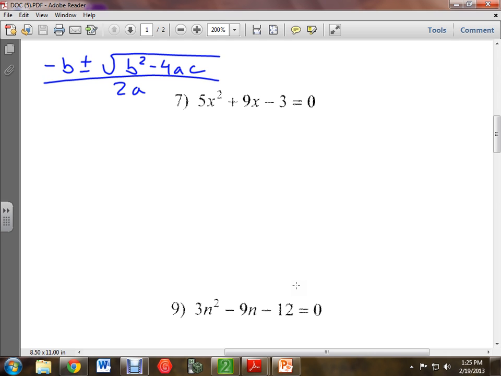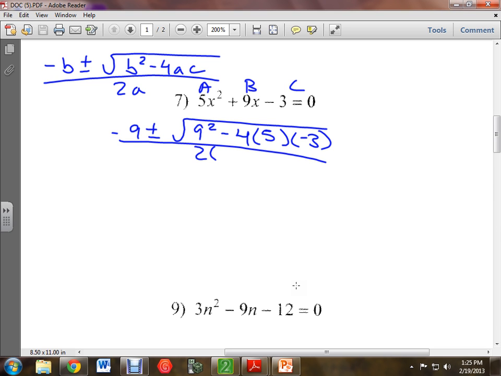What number is this one? This is number 7. So we have a, b, and c right here. Can somebody tell me what a negative version of b is? Negative 9 plus and minus the square root. What is b? 9 squared minus 4 times what is a? 5 times what is c? Negative 3 all over 2 times a again is 5.